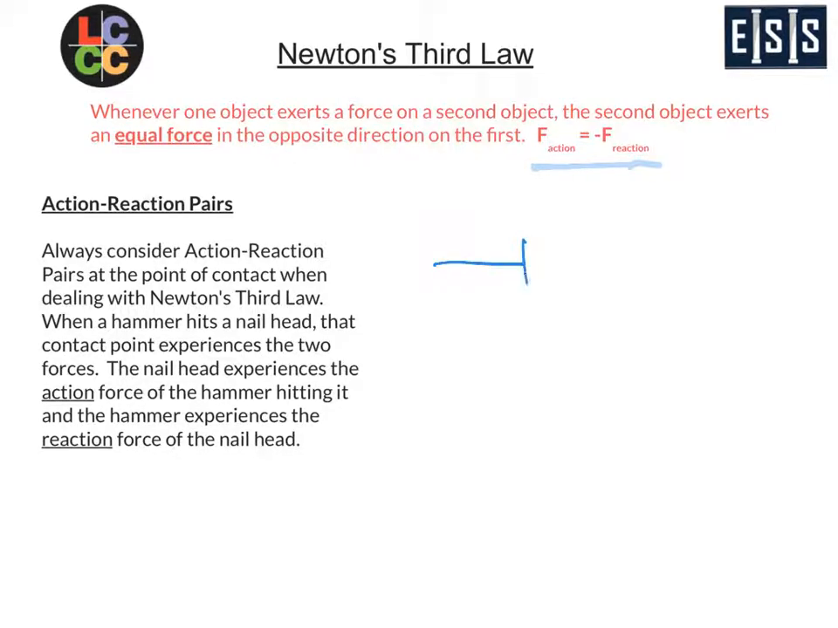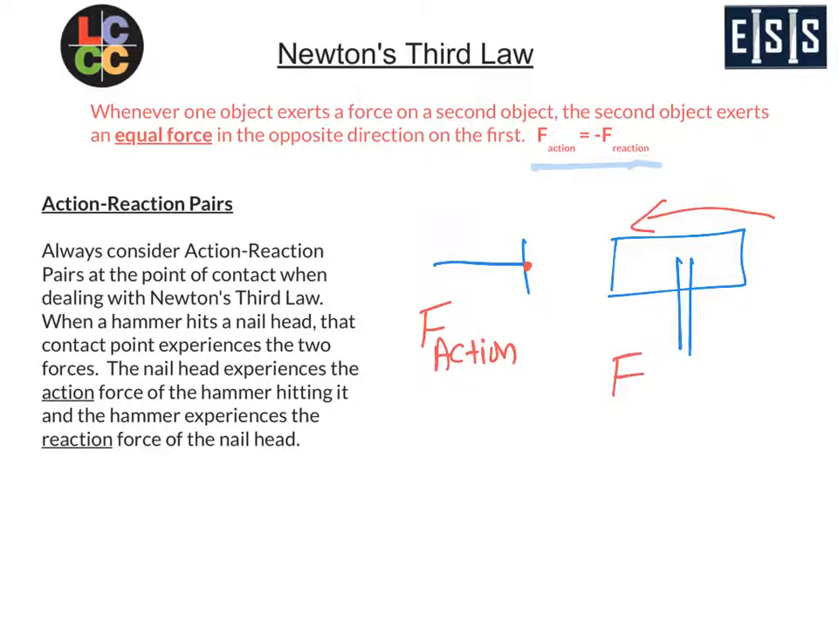A typical problem is you have a nail and you're going to hit it with a hammer. Let's call this a hammer here, and there will be a point of contact right here. But what's important to remember is the nail feels the force of the hammer. The hammer is causing the action. So you would represent that the nail is feeling the force of the action of the hammer coming in and hitting it. But because the nail is there and it's going to resist movement, the hammer feels the force of the reaction of the nail.